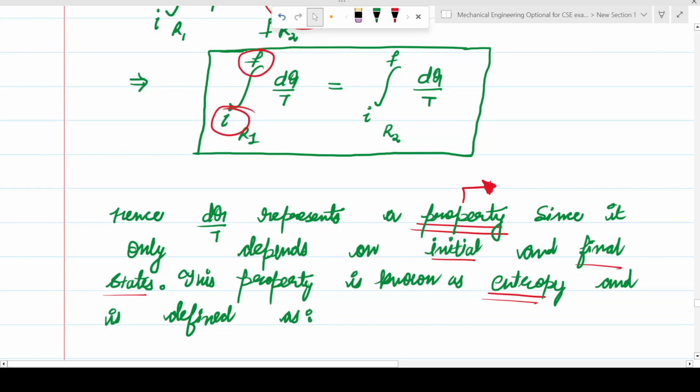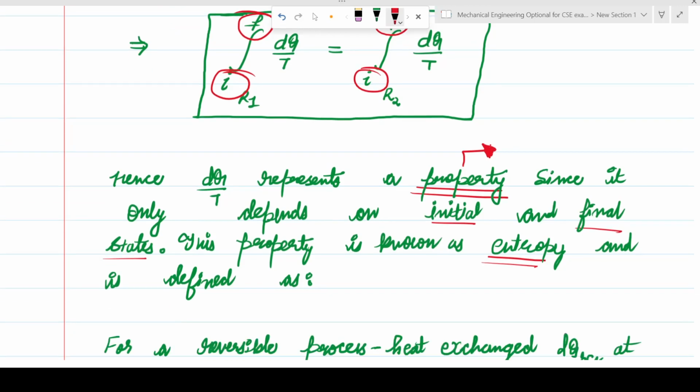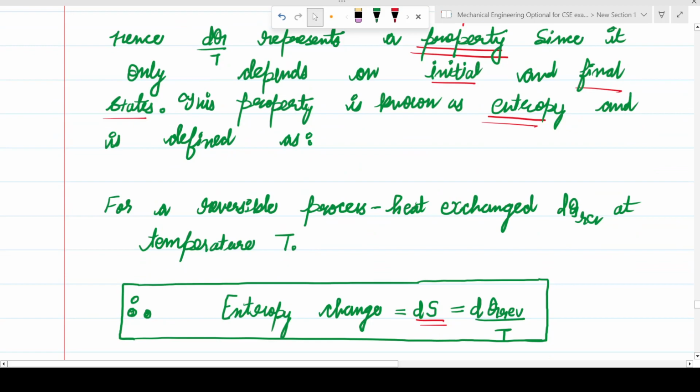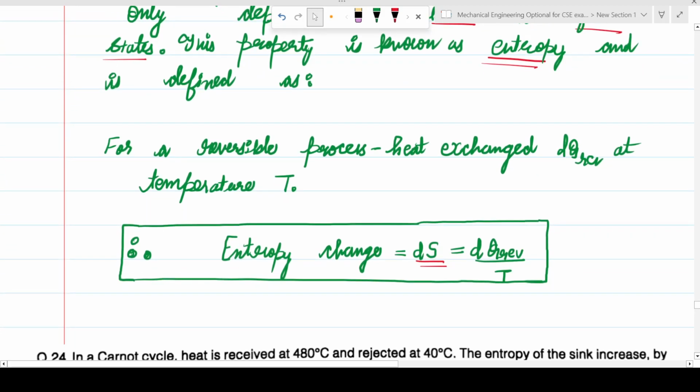It depends only on I and F, here also and here also. So it depends only on the initial and the final states. Now this property is known as entropy, and so for a reversible process the change in entropy is given by dQ reversible by T, hence proved.